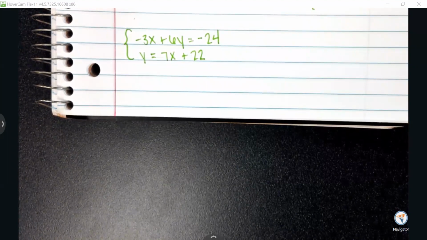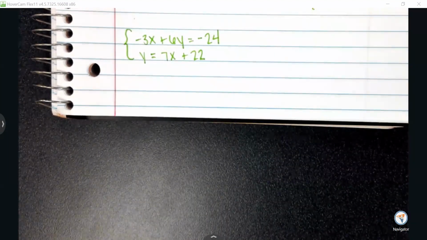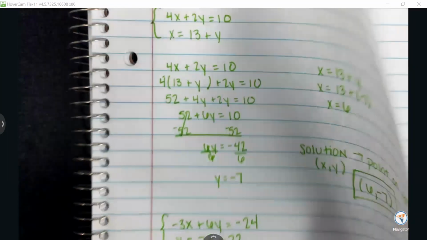All right, here we go. Flip your notebook paper to the other side because now I'm going to teach you a second way to do this. And the second way is about 10 times easier if you know your multiplication.